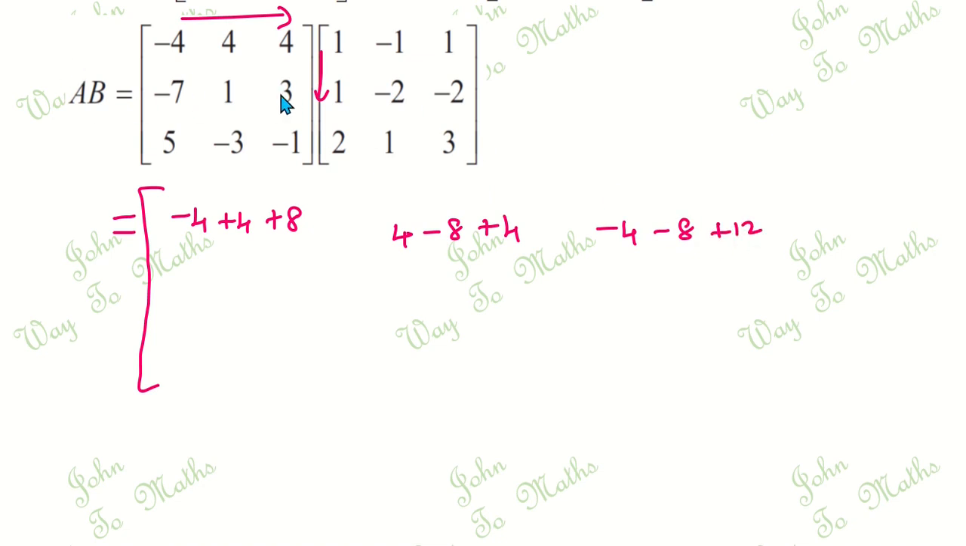Now second row multiplied by first column, so minus 7 into 1 becomes minus 7, 1 into 1 is 1, then 3 2s are 6. Then second row multiplied by second column, minus into minus is positive plus 7, so 1 into minus 2 becomes minus 2, then 3 into 1 becomes 3. Then second row multiplied by third column, so 1 into minus 7 becomes minus 7, then 1 into minus 2 becomes minus 2, then 3 into 3 becomes plus 9.